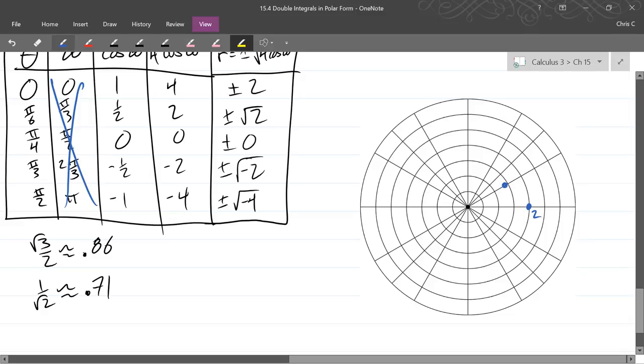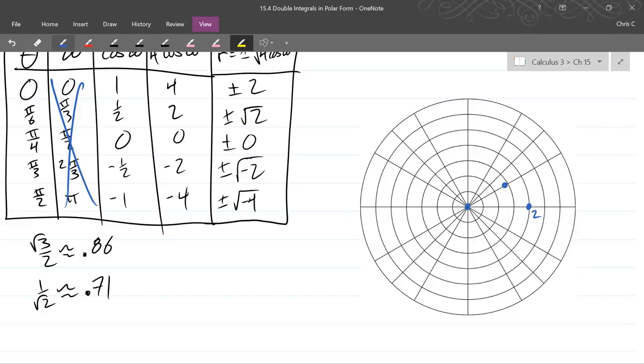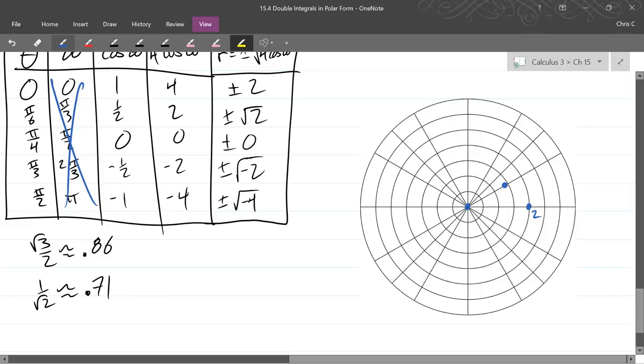All right, pi over 4, we're at 0. So what about pi over 3 and pi over 2? Imaginary. They're not real numbers. So we get to not graph them. Yay. So we don't have to graph those two. All right, connect these together.